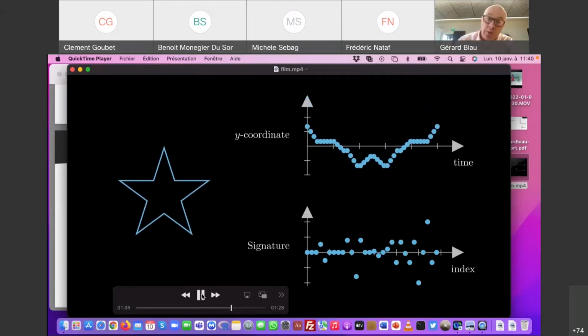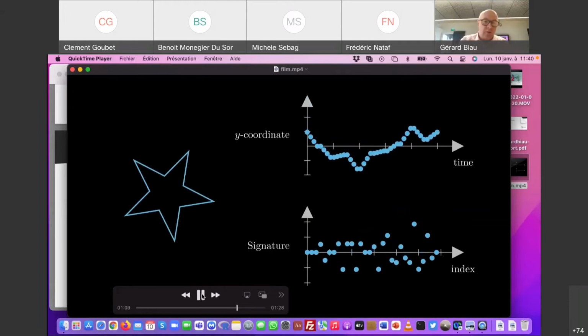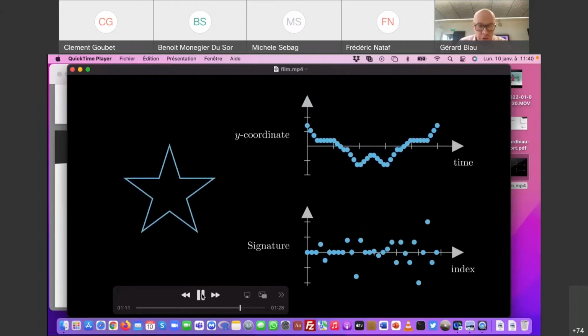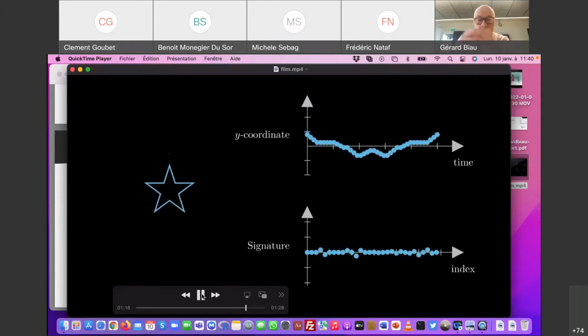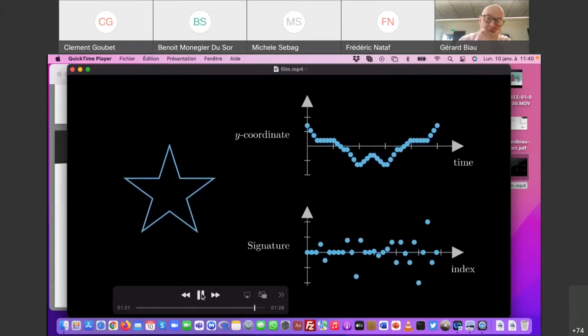Of course, the signature is going to be dependent on other transformations. If you rotate the star, then the signature is different. If you crunch the star, then the signature is going to be different. And of course, if you make some other transformation on the star, the signature is going to be different. But it has the very interesting flavor of being independent of the time parameterization. Okay.